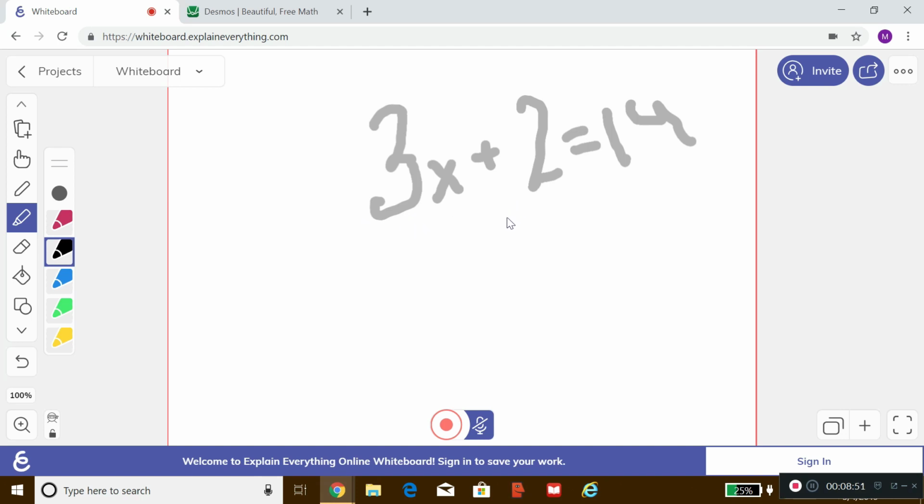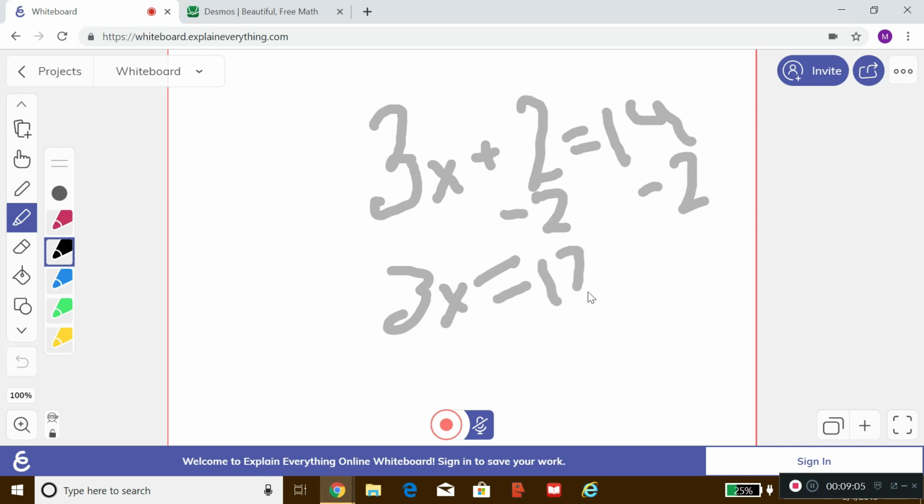Well, let's try both. Subtract 2. Let's try this first. Okay, so we get 3x. Okay, and then we divide both sides by 3. X equals 4. Does it not? Okay. Now let's try the other one.